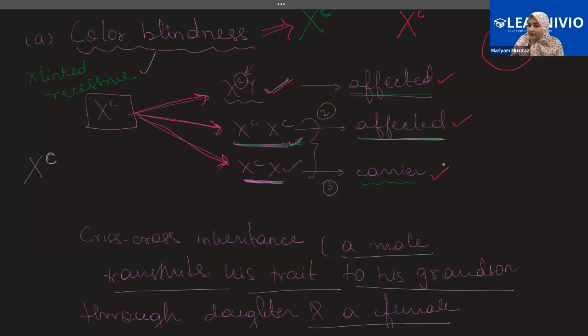Right? So that is why the second one is affected, but the third one is a carrier, because it is not present in a homozygous condition, it is heterozygous. So this is not getting affected. Carrier is there, but not getting affected. Tell me about the first one. This is also not homozygous recessive, right? Homozygous recessive is not there, but why is the male affected?